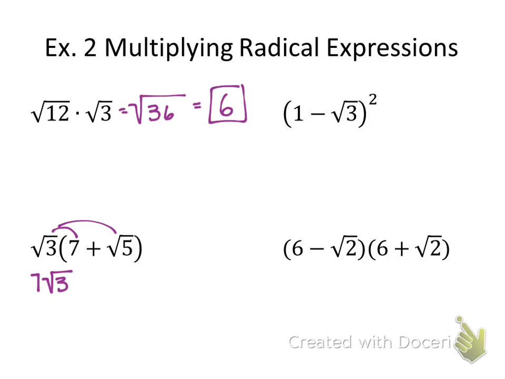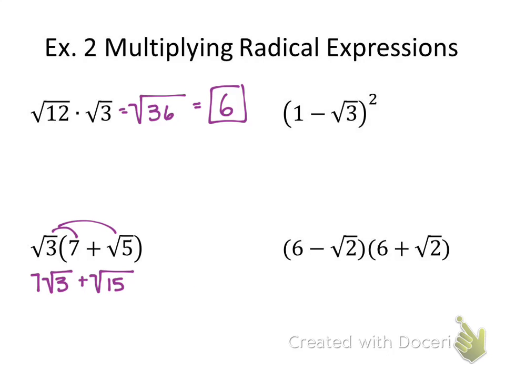Now, the square root of 3 times the square root of 15, can I multiply those together? Yes, because they're both underneath the square root sign, or the radical sign. And I get the square root of 45. Can I simplify the square root of 45? Yes. Let's try it. What's the smallest prime number that goes into 15? 3. Did I end up with any pairs?